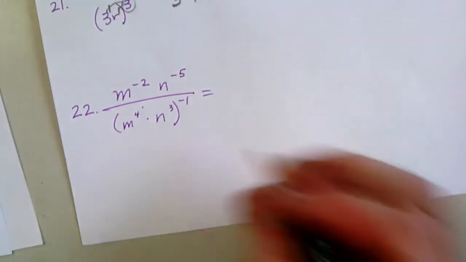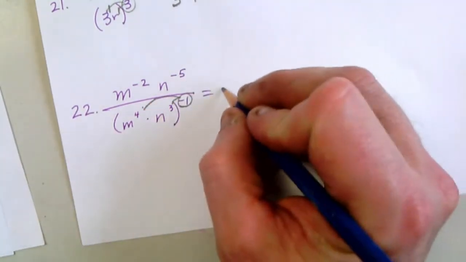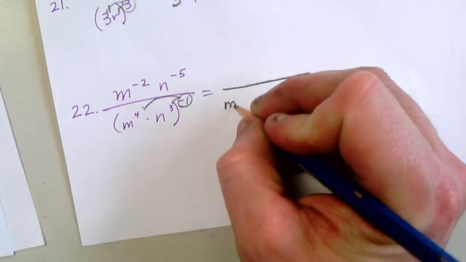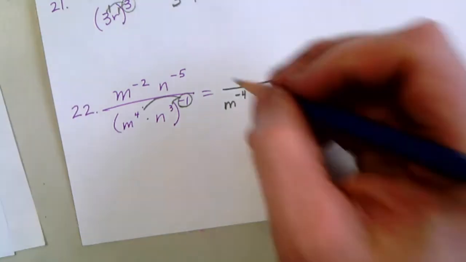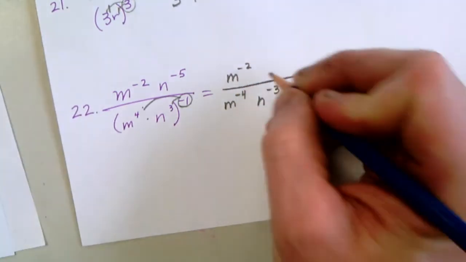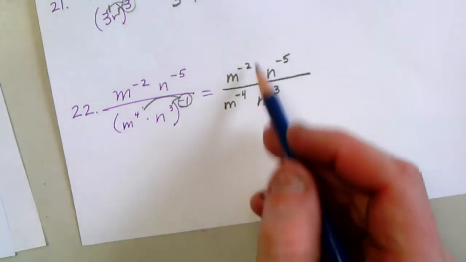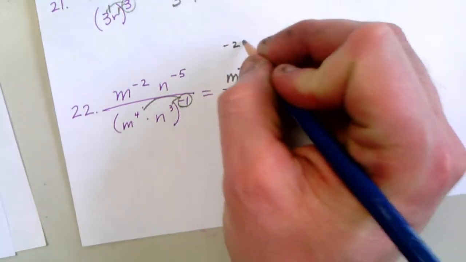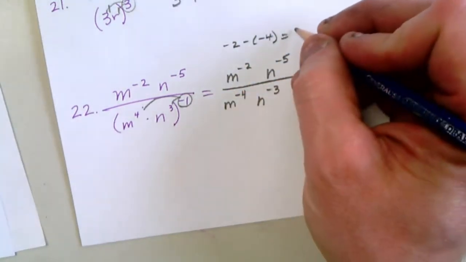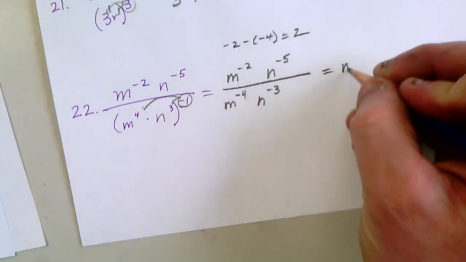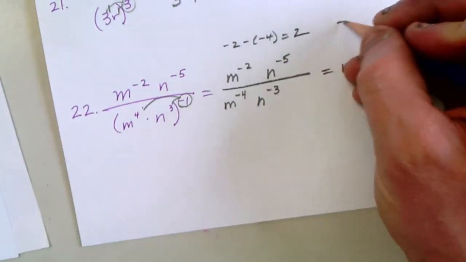Number 22. I see the parentheses again. I'm going to go ahead and distribute this into the parentheses here. My denominator becomes m to the negative fourth, n to the negative third. My numerator is m to the negative second, n to the negative fifth. Okay? Now, if I take these and subtract them, negative 2 minus negative 4 is actually negative 2 plus 4, which is 2. So I get m to the second. Negative 5 minus negative 3.